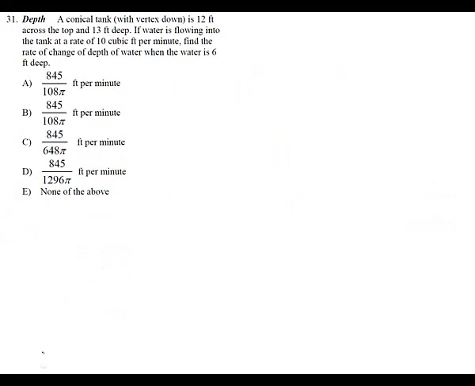I don't know. All right, good old cone. You ready for it? Okay, conical tank, draw the picture. 12 feet across, which means the radius is how big? 6. All right. 13 feet deep, so I know from here to here is 13. I know I'm going to have a radius and a height in there.